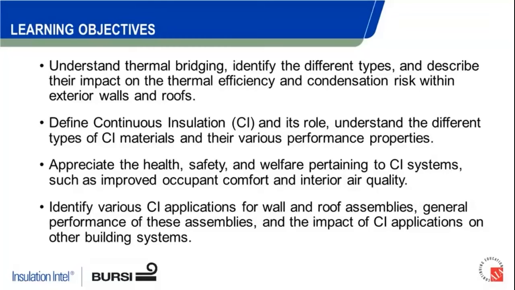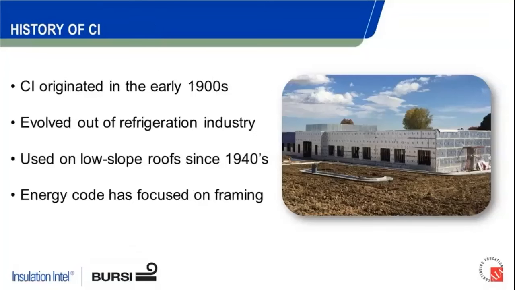So with that said, a real brief history on CI here. It originated really, I would say, in the early 1900s out of the refrigeration industry. So corkboard was one of the first commonly used materials to cover broad surfaces of a wall. They were looking for ways to break these thermal bridges, things they could do to beef up the performance of a wall system and find materials that are sheet goods, large surface area. And corkboard was really one of those initial uses.